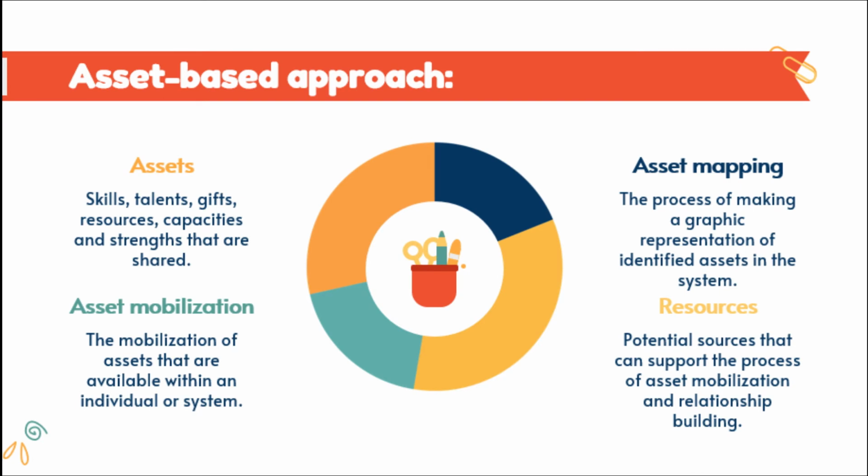The asset-based approach consists of assets. Assets are skills, talents, gifts, resources, capabilities, and strengths that are shared. Asset mapping, the process of making a graphic representation of identified assets in the system. Asset mobilization is the mobilization of assets that are available within an individual or a system. Resources. Resources are potential sources that can support the process of asset mobilization and relationship building.